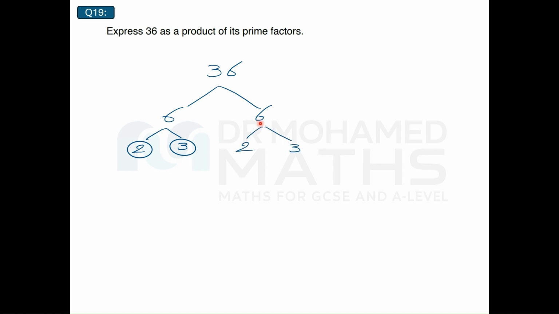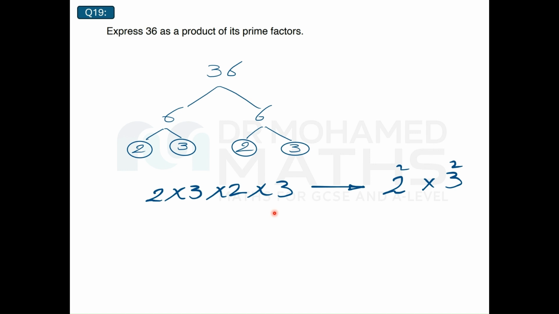Jump to the second one, similar to the other 6. So we have these prime factors here. So here 2 times 3 times 2 times 3 would equal 2 squared times 3 squared. You know how we got this one or not? Okay, so if we stop here, this is the answer to your question. 2 times 3 times 2 times 3, that means it's the product of its prime factors because these are whole prime factors we got. So this is your answer.